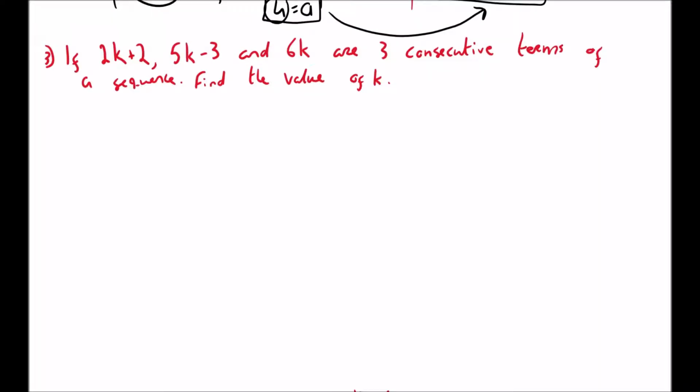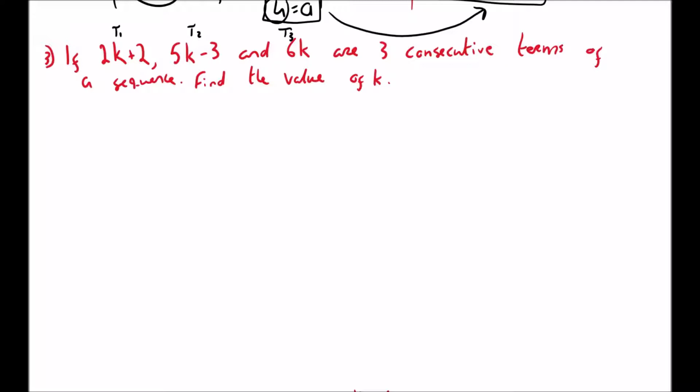Okay. The next one. If 2k plus 2, 5k minus 3, and 6k are 3 consecutive terms of a sequence, find the value of k. Right, I'm just going to presume that this is T1, T2, and T3. Okay, it doesn't really matter. This could be T4, T5, and T6 if we wanted. It doesn't matter because the difference is going to be the same. So I'm just going to presume that that is T1, T2, and T3.